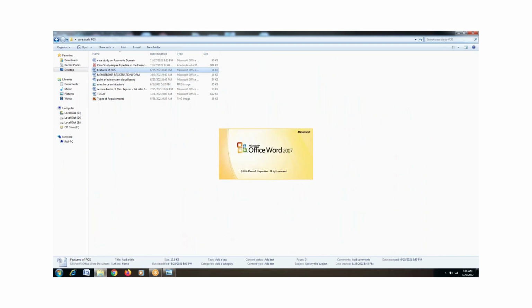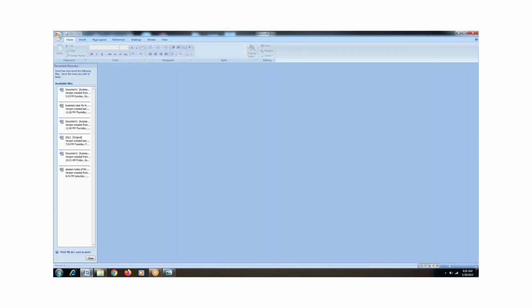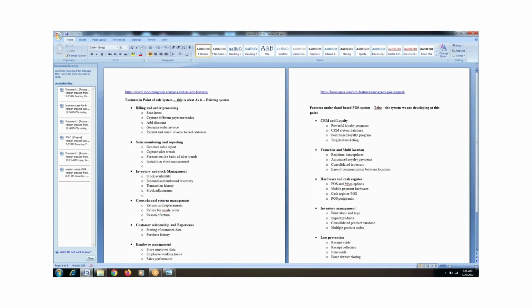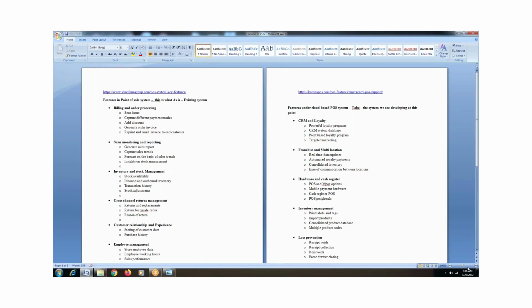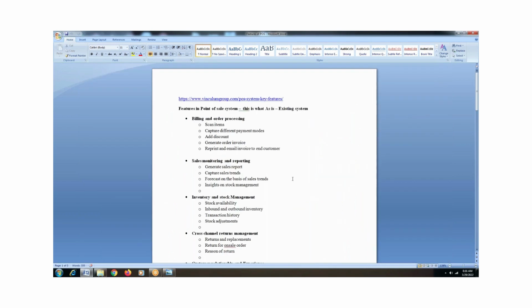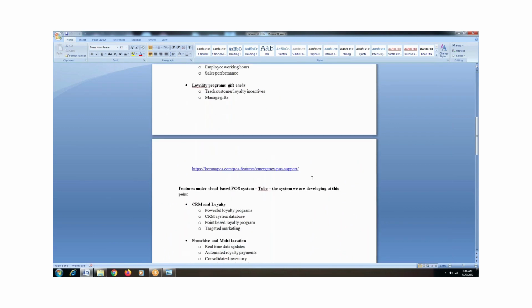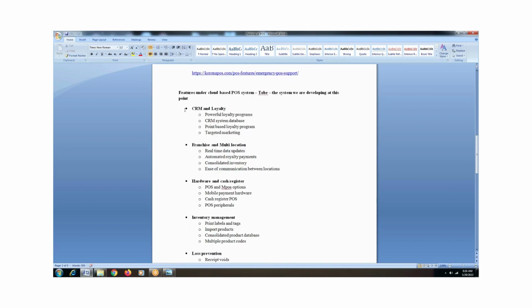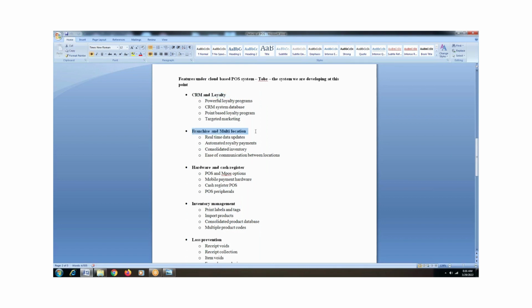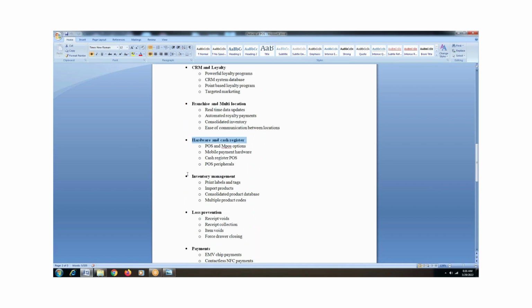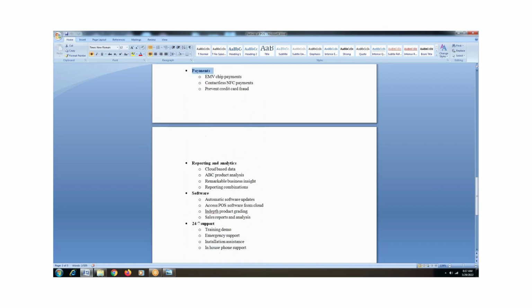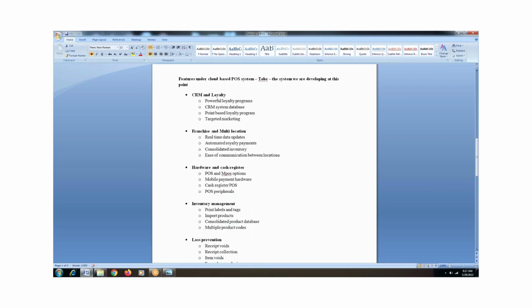You can see here, I have just shown the comparison with the traditional one. Of course, I have this document with me, so if you want, I'll share it so that you can go through it. These are the features followed by functionalities of an existing, traditional point of sale system. So let us discuss the cloud solution. These are the features: CRM loyalty is one feature, franchise and multi-location, hardware and cash register, inventory management, loss prevention, payments. These are the different features available for cloud-based POS.